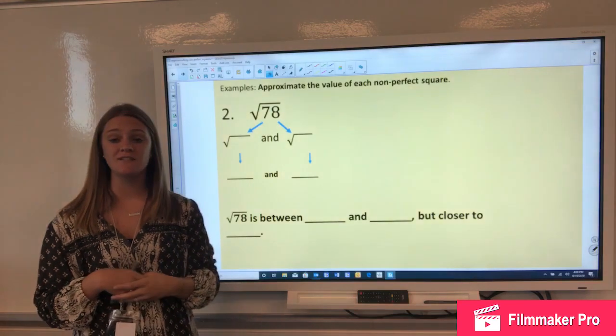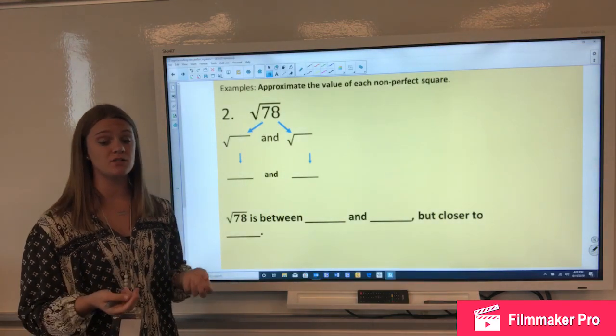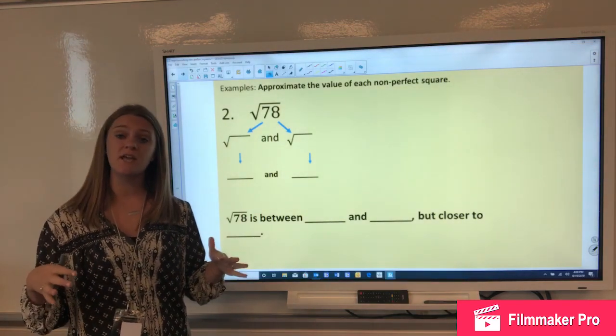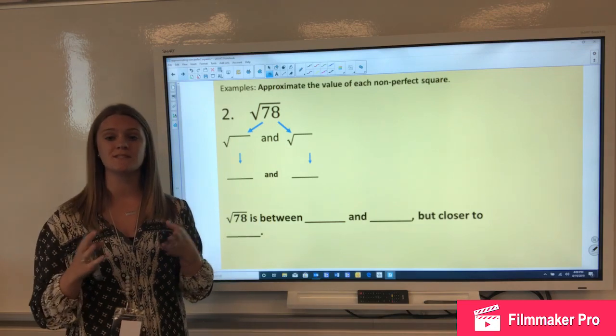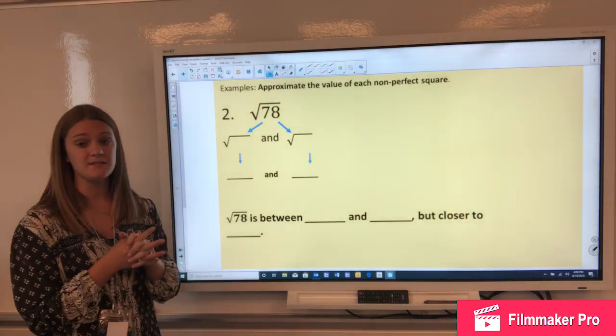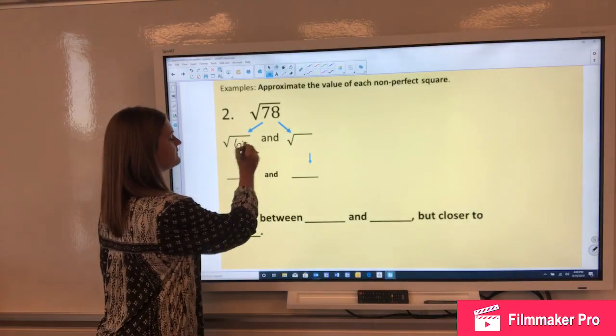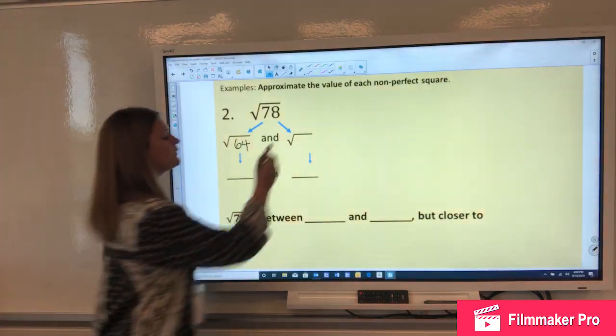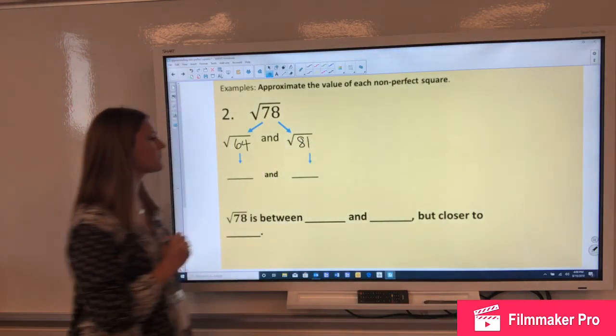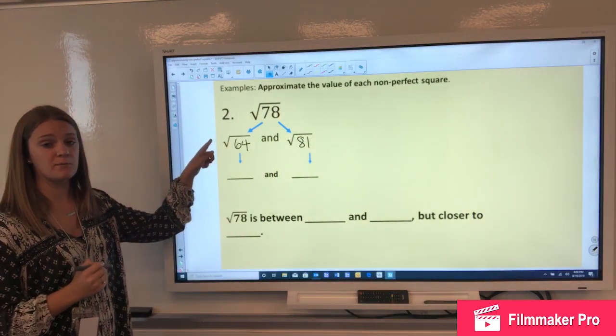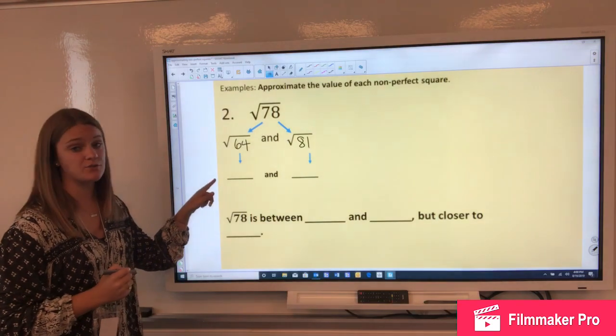The square root of 78, we want to know its approximate location. Again, we don't know its exact location because no integer times itself gives us 78. All right, I know on the low side would be the square root of 64, and on the high side would be the square root of 81. So these are the square roots of the perfect squares. Now we want the integer value.